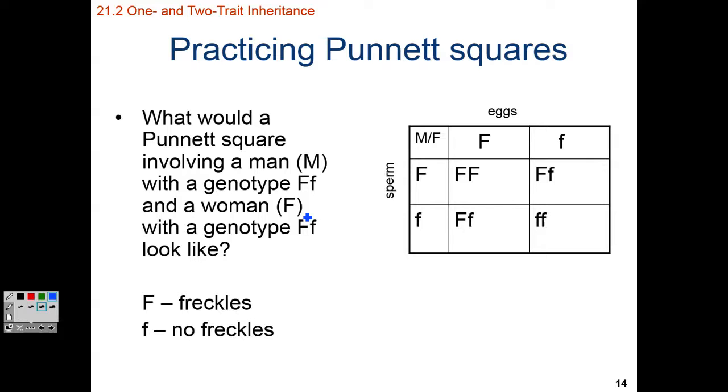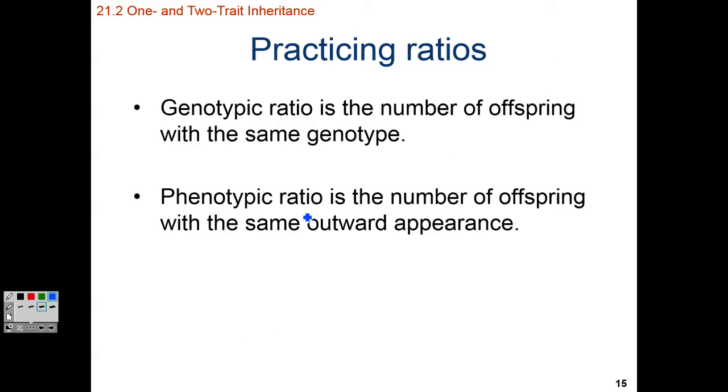So here's another example that was given for the freckle example. These are two heterozygotes reproducing. Whenever you have a heterozygote crossing with another heterozygote, you will always get the 1-to-2-to-1 genotypic ratio and the 3-to-1 phenotypic ratio. That's classic for a double heterozygote cross. Our genotypic ratios are always the number or percentage of the offspring with that genotype. And conversely, the phenotypic ratio is the number or the percentage of offspring with that specific phenotype.